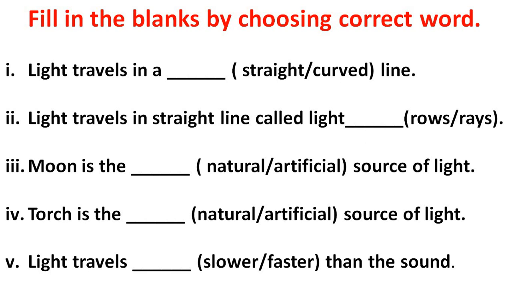Question number 3. Moon is the dash source of light: natural, oblique, artificial. Question number 4. Torch is the dash source of light: natural, oblique, artificial. Question number 5. Light travels dash than the sound: slower, oblique, faster.